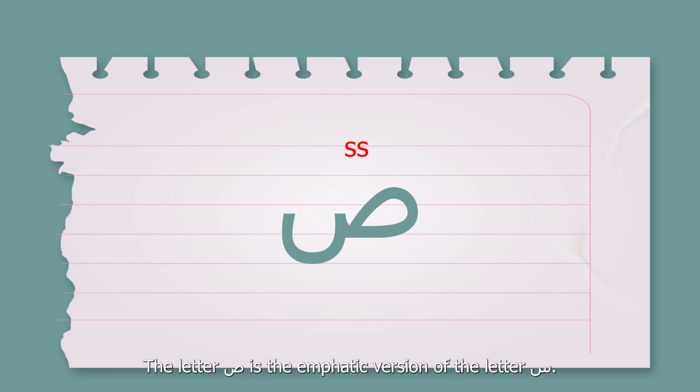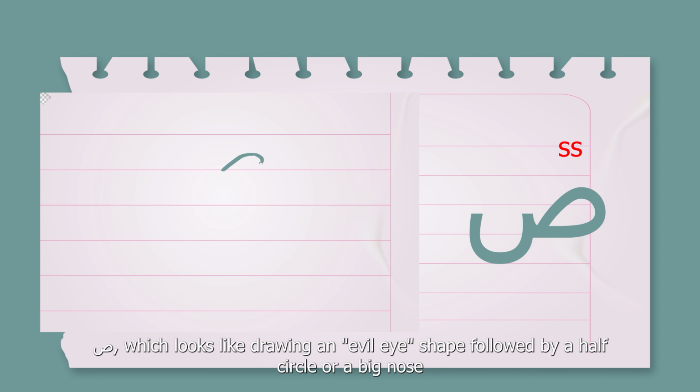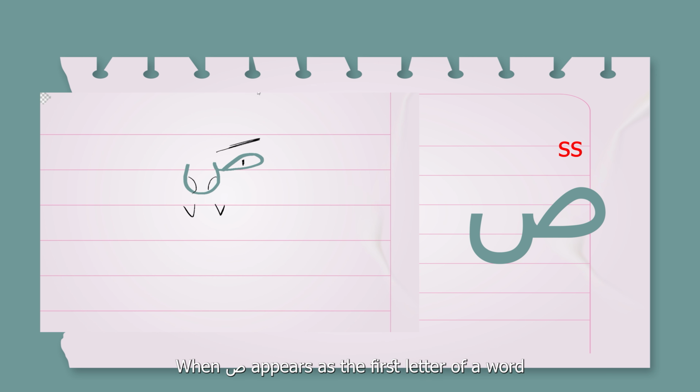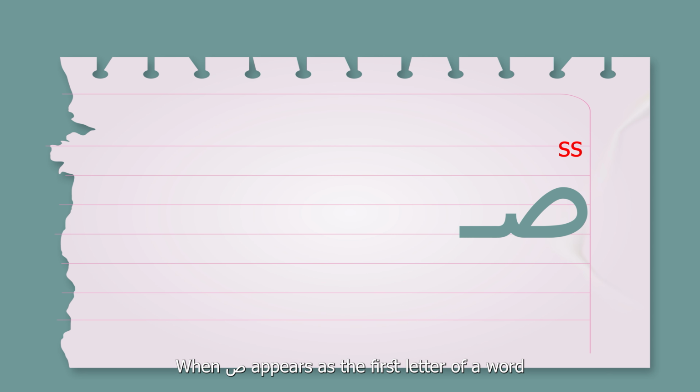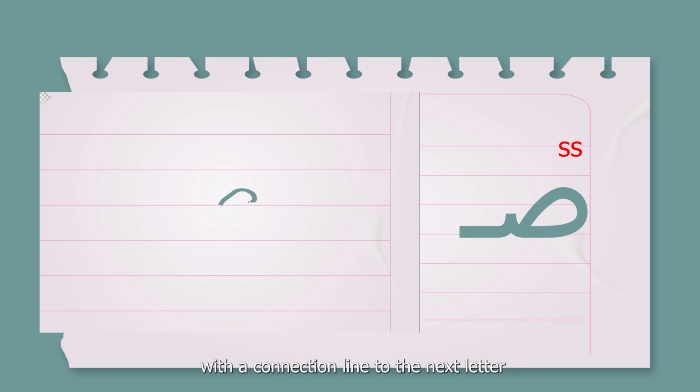The letter sa is the emphatic version of the letter sa. It's pronounced like a heavy S with a deep and bold tone. Here's how we write it individually. Sa, which looks like drawing an evil eye shape followed by a half circle or a big nose. Anyway, when sa appears as the first letter of a word, it looks like this. Sa with the connection line to the next letter.